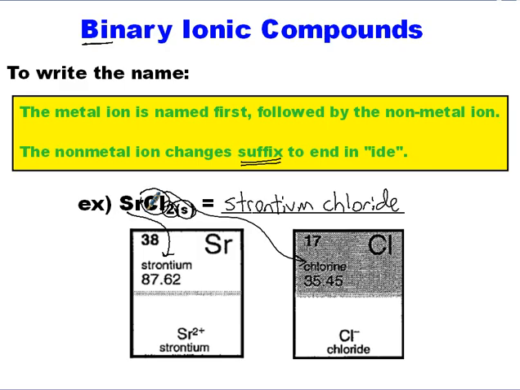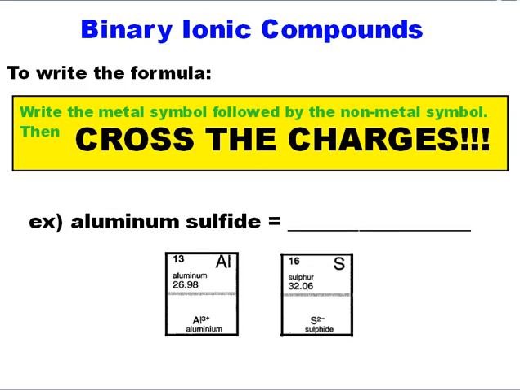Simple. Now let's go the other way around. Let's say I want to write the formula. Well, I'm going to have a metal and a non-metal again. I'm going to use my periodic table. So for aluminum, I look on my periodic table. There it is. It's Al. So I'll write Al. And for sulfide, I'll look on my periodic table. The nice Science 10 periodic tables even have sulfide on there. Spelled a little differently, but that's okay. And so I know that that's an S.